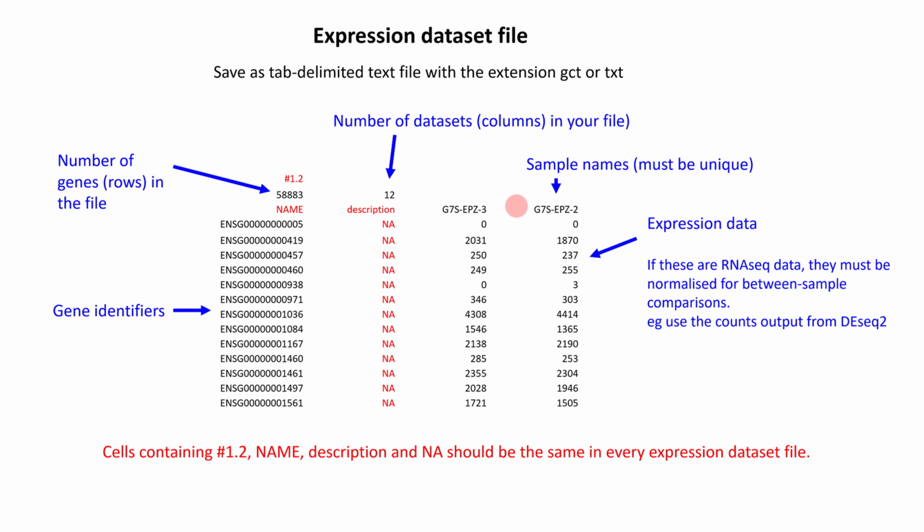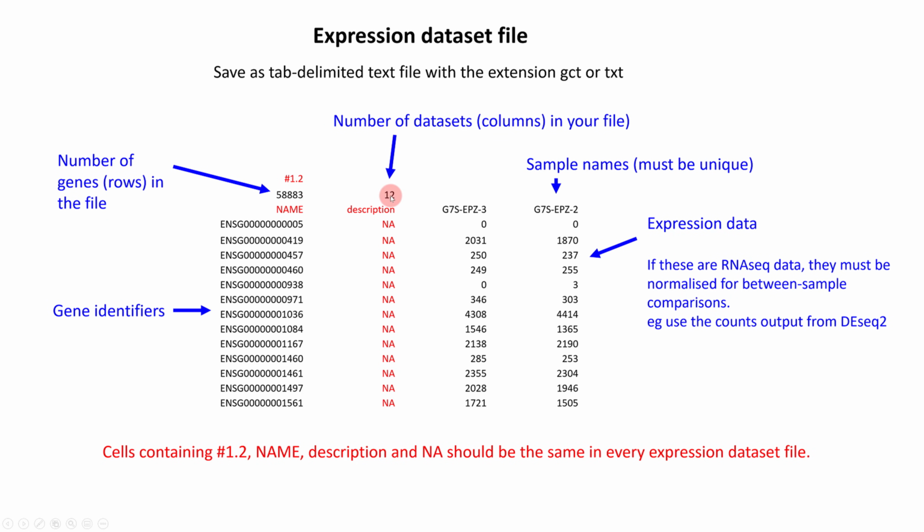The expression dataset file looks like this. You can create it in Excel, save it as a tab delimited text file with the extension gct or txt. So it is arranged with your samples in columns and the genes in rows. The very top left cell must contain this text, hashtag 1.2, and don't change that. In the next row on the left is the number of genes you have in your file. So here, typically you might have 50,000-60,000 if you've got an RNA-seq experiment. That number will be different if you're using microarray data.